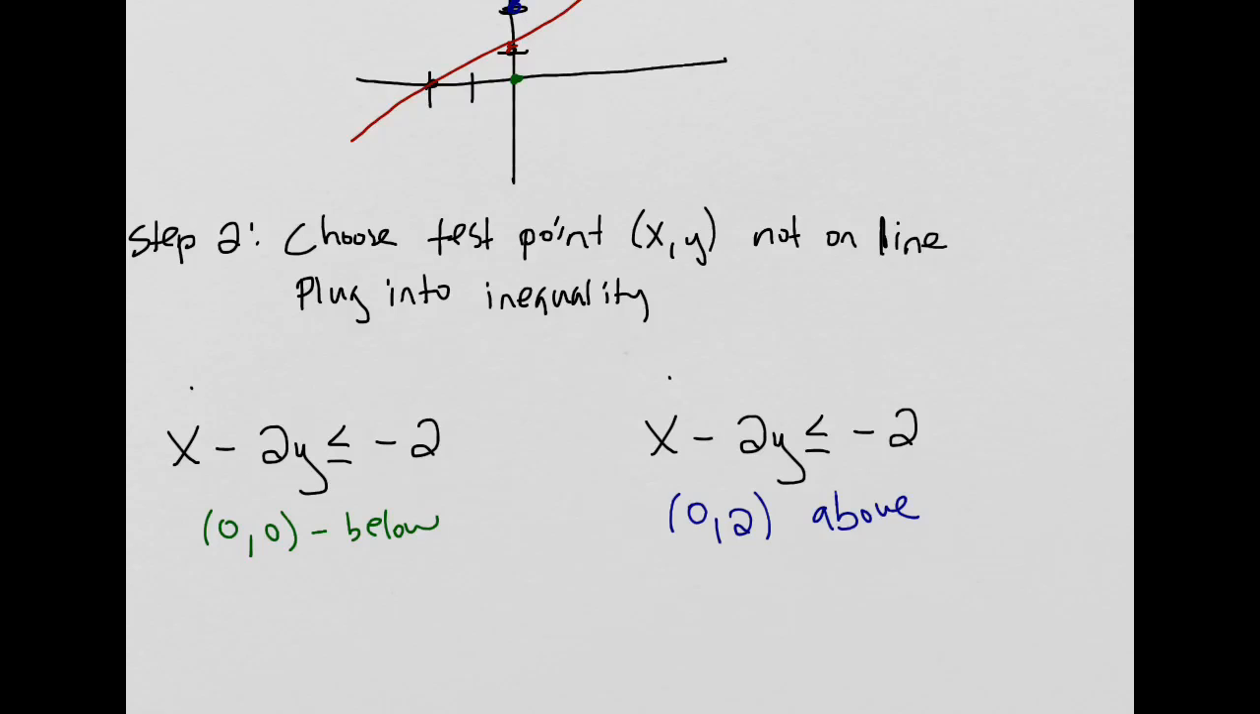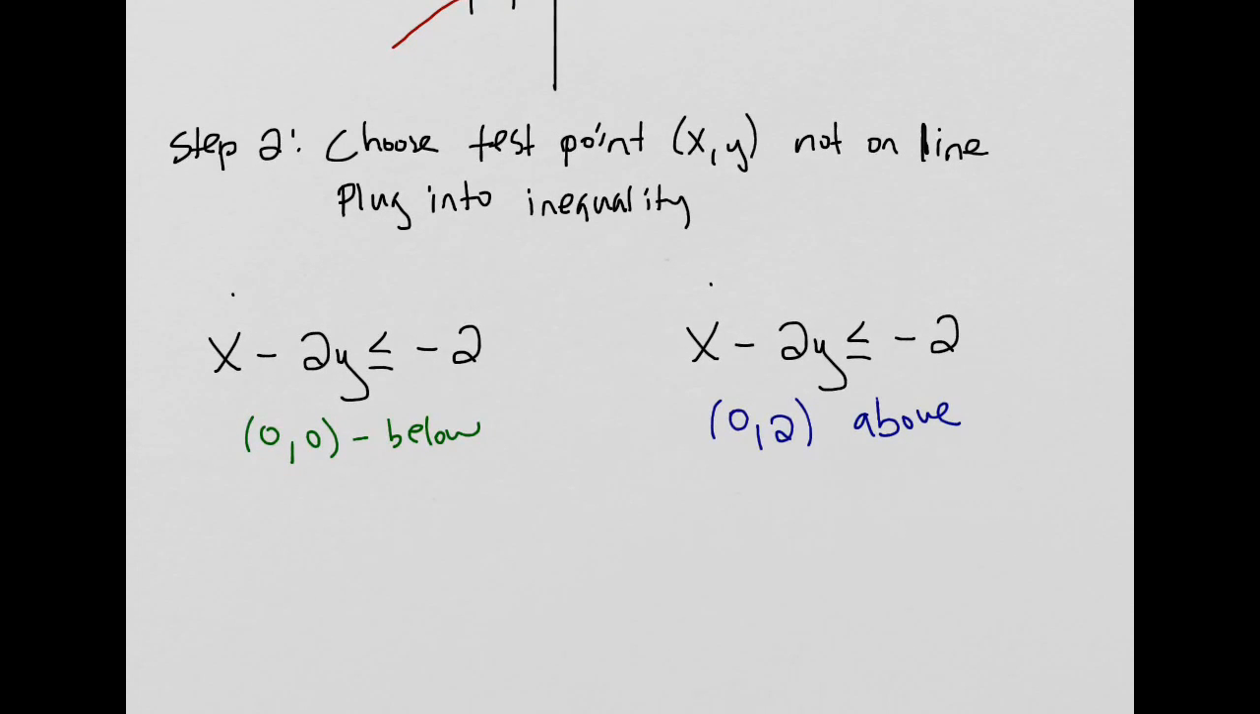Okay, so what I want to do then is take the (0, 0). I'm going to plug this 0 in for x and this 0 in for y, and see if I get a true statement or a false statement. So here we go. Plugging 0 in for x gives me 0 minus 2 times 0, with 0 in for y, less than or equal to negative 2. That's really what I'm checking, so I'm going to put a question mark over it.